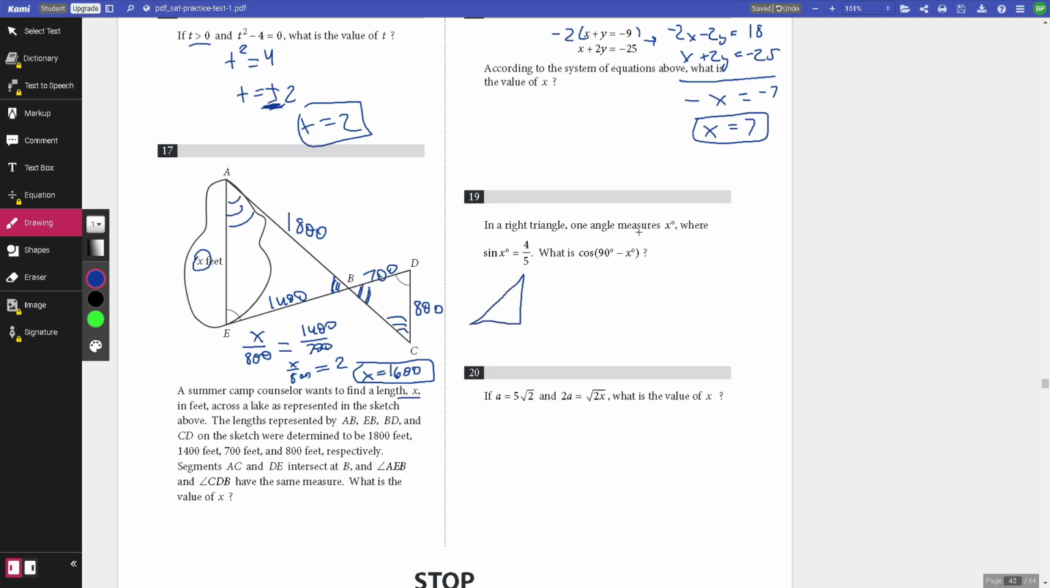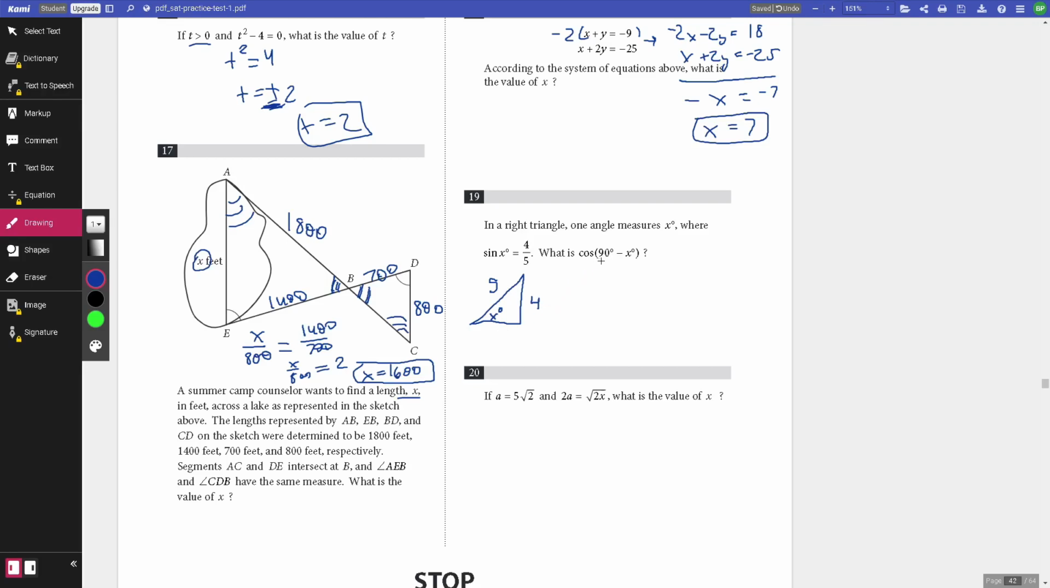Number 19, a right triangle. One angle measures x degrees, and sine of x degrees equals 4/5. What is cosine of 90 minus x? So when they give you some kind of figure or angle, I recommend drawing the figure out. So I drew it here. Sine is opposite over hypotenuse, so that's how it looks.